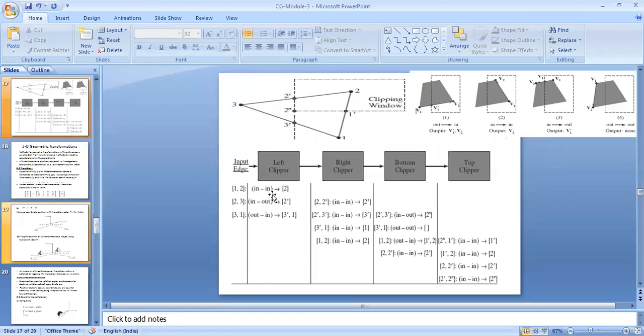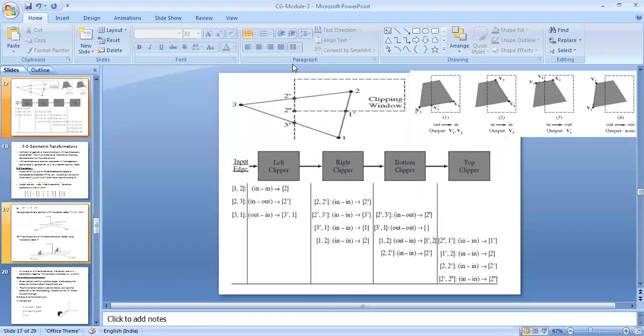If it is in to in, what should I consider? I should consider the second vertex. So what is the second vertex? If it is from 1 to 2, the second vertex is 2. So I will consider this 2. Okay, fine.